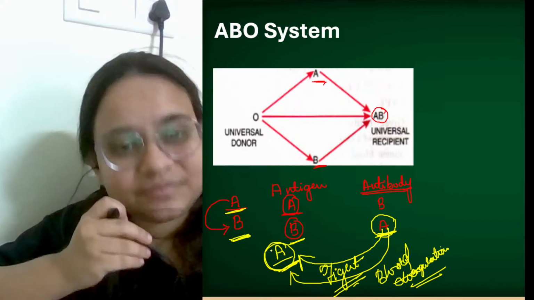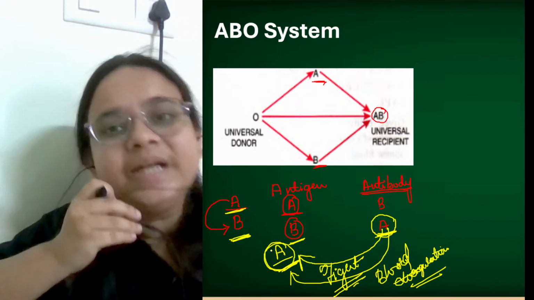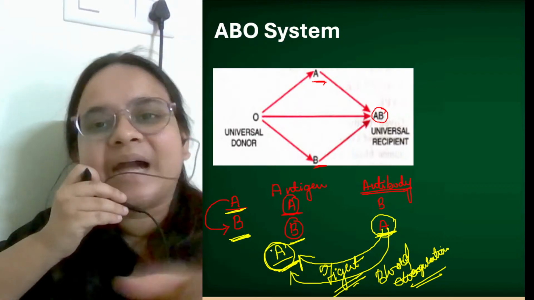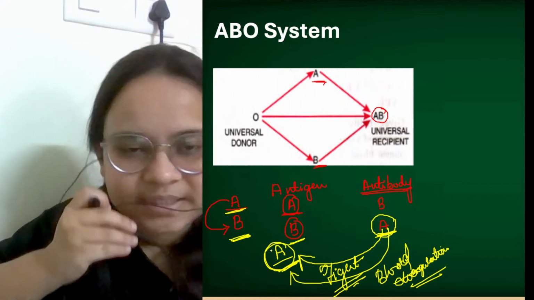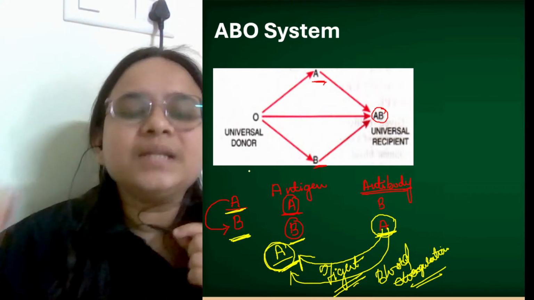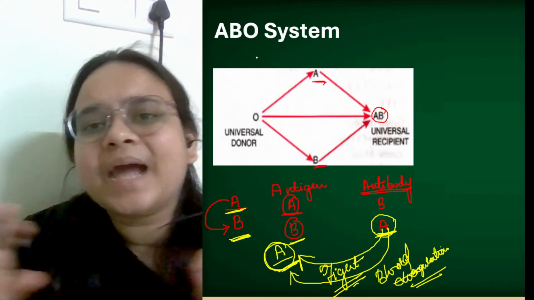actually determine to whom we need to give our blood or from whom we need to take the blood. Just not this, we have to also check the RH antigens even, that we are going to discuss in the next slide. Okay. Now let's talk about O. Why O is an universal donor? Because O is not carrying any antigen.